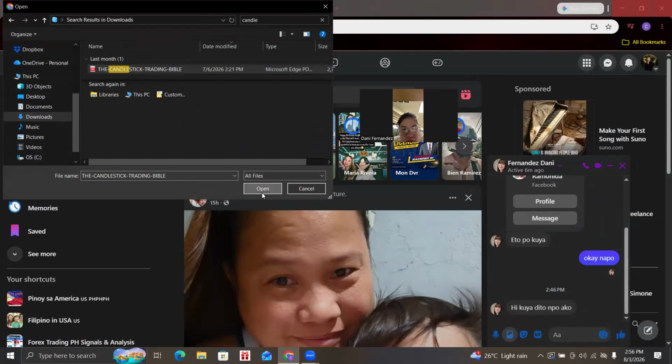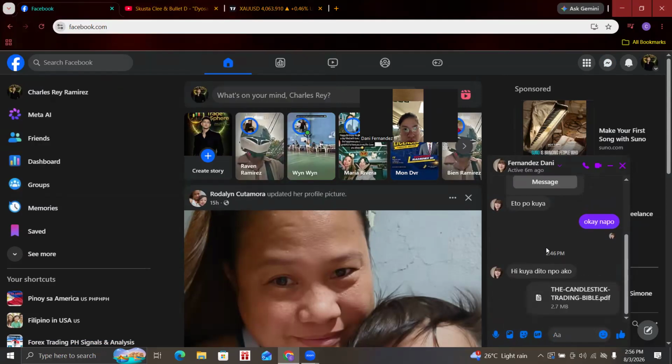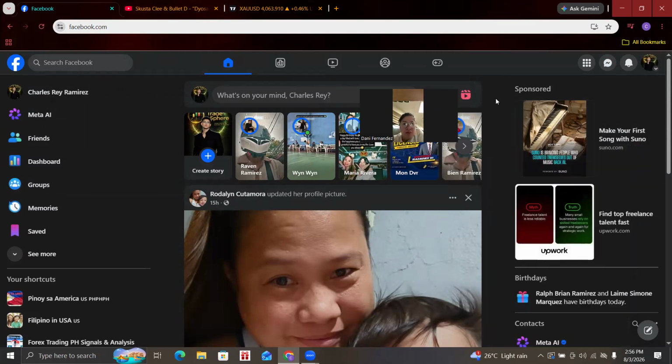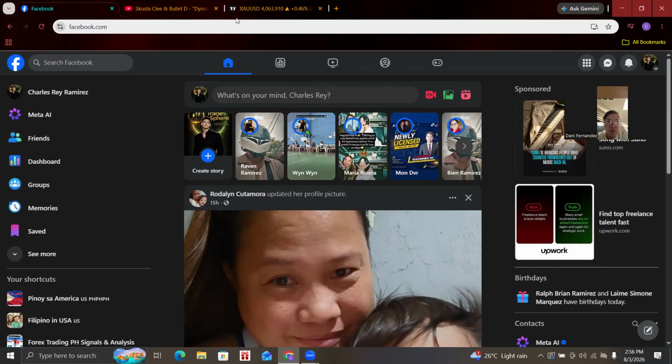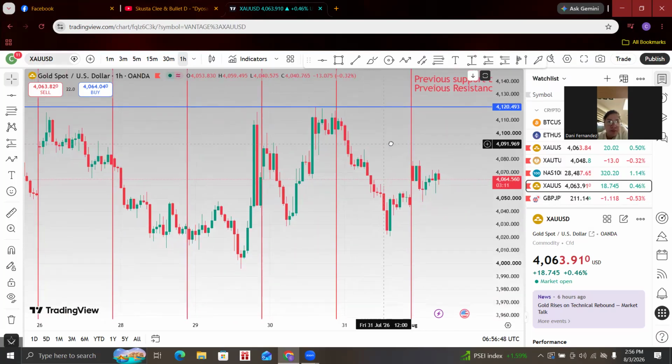Candlestick Bible. There you go. So it's a good PDF form of how the candlestick patterns can react at certain times, or how to read the candlesticks, basically.